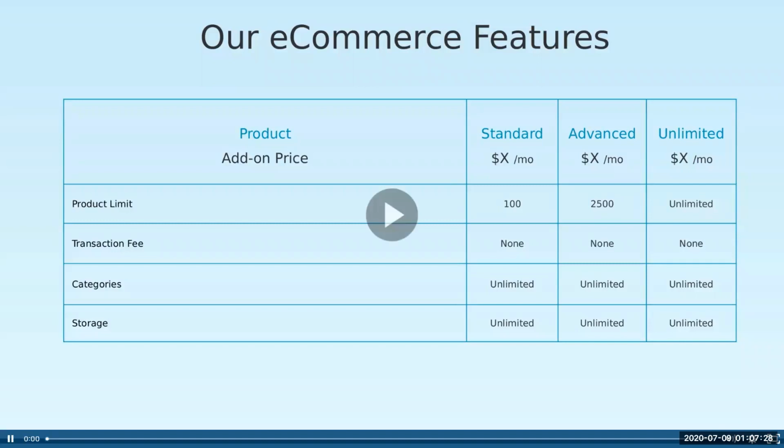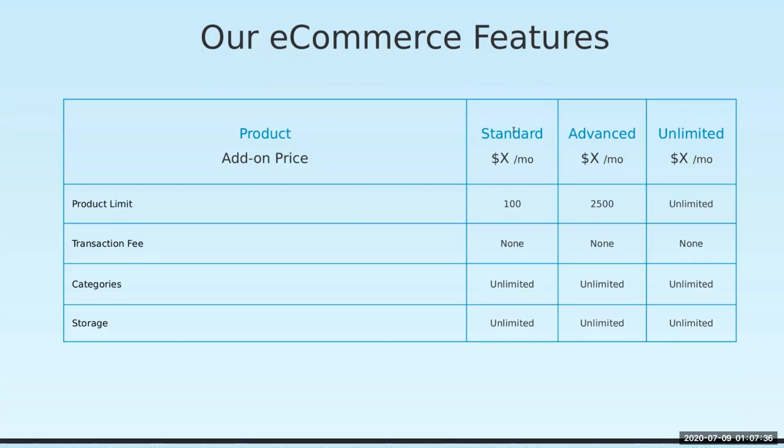Our e-commerce sites come in 3 distinct levels: standard, advanced, and unlimited. Well, let's take a look at the features of each of these levels. The product limit. Standard sites are limited to 100 products. Advanced sites are limited to 2,500 products, and unlimited has unlimited products.